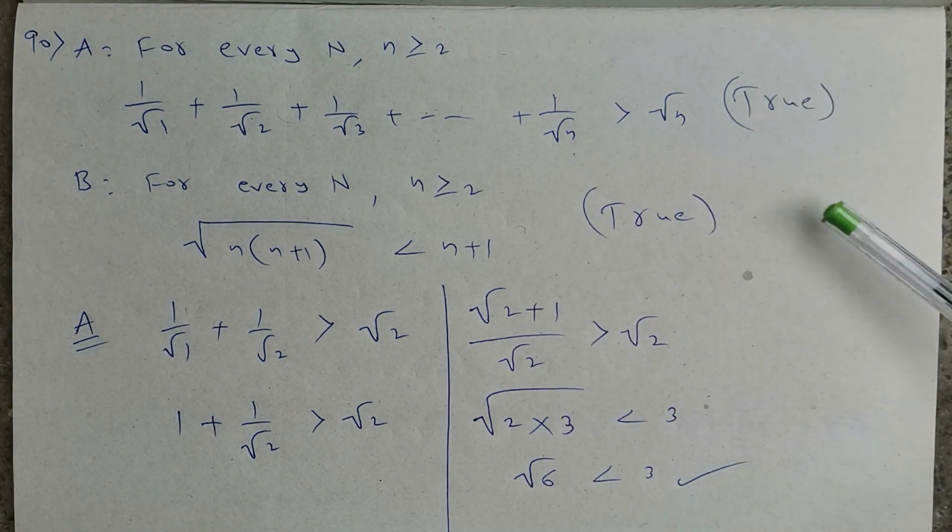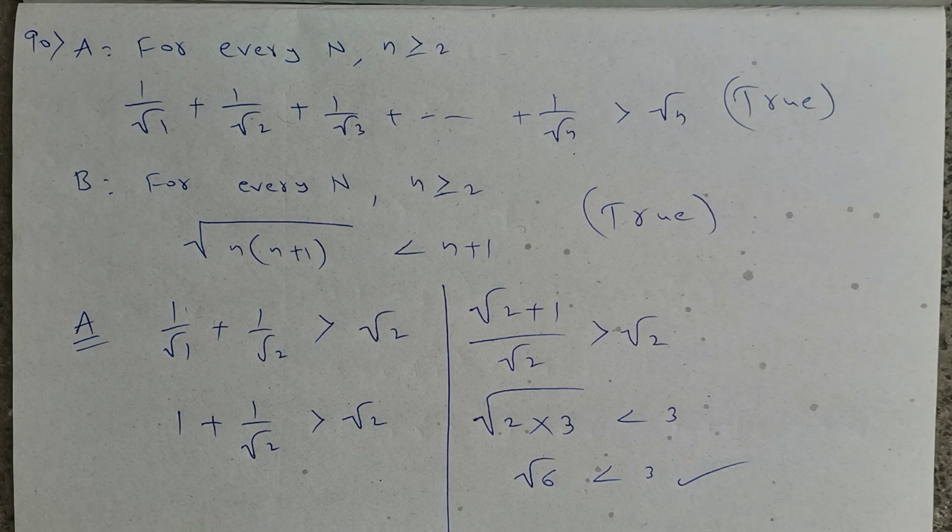Statement A is true as well as statement B is also true. But the only thing is, statement B is not the correct explanation of statement A. Statement B is not the correct explanation of statement A, but both the statements are true.